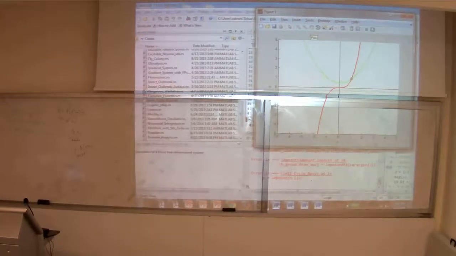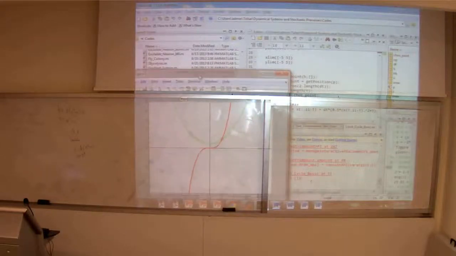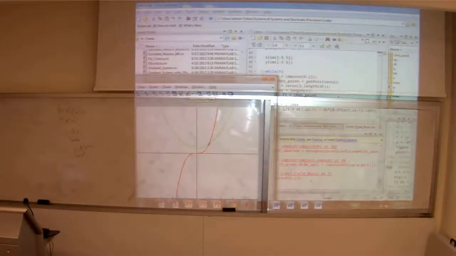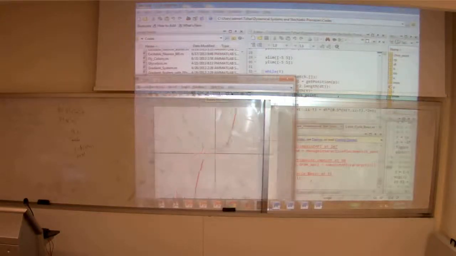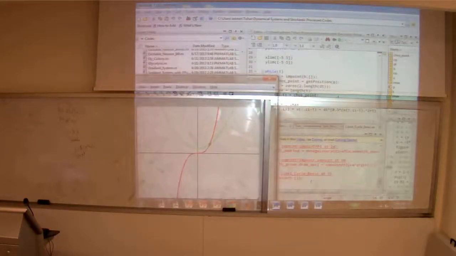Okay, so here we see the two null lines, and the fixed point that we identified as a saddle. And here I have a simulation that allows me to choose different initial conditions, and it shows the trajectory from those initial conditions. So this is one trajectory, for example. This is the x dot equals 0 null line, and you see that the trajectory crosses it vertically. It has only a y component over there.